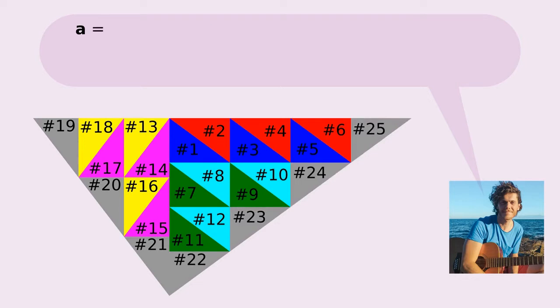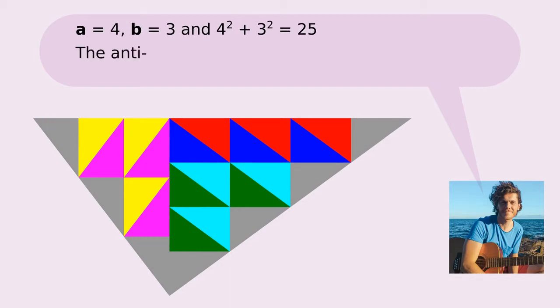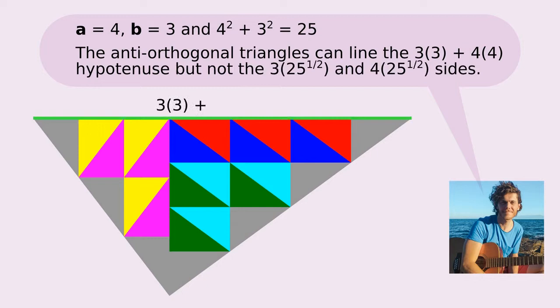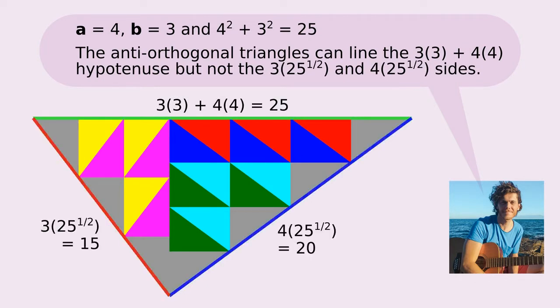A is 4, B is 3, and 4 squared plus 3 squared is 25. The anti-orthogonal triangles can line the 3 squared plus 4 squared hypotenuse, but not the 3 times 5 and 4 times 5 sides. 3 squared plus 4 squared is 25, 3 times 5 is 15, 4 times 5 is 20.